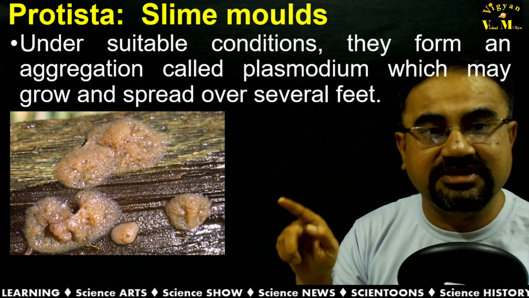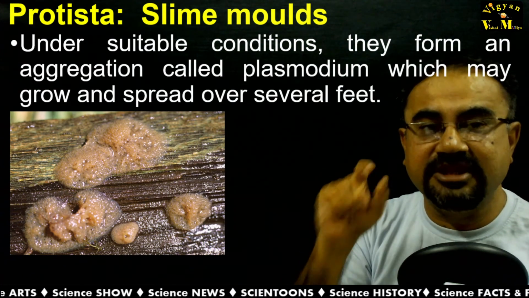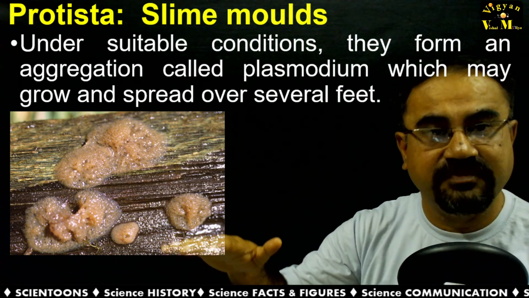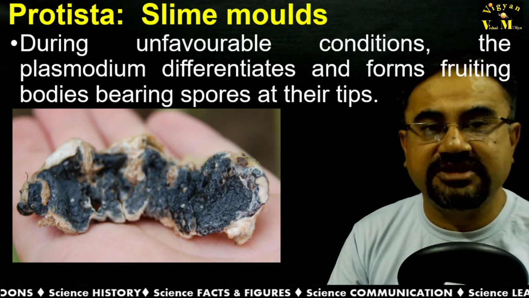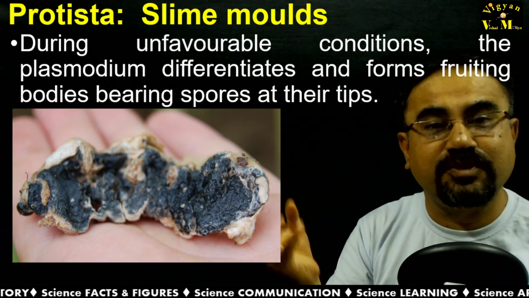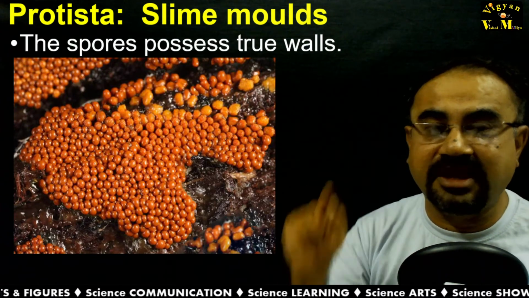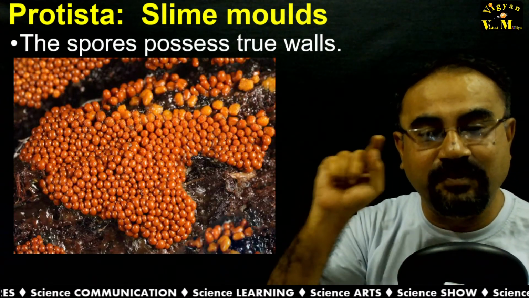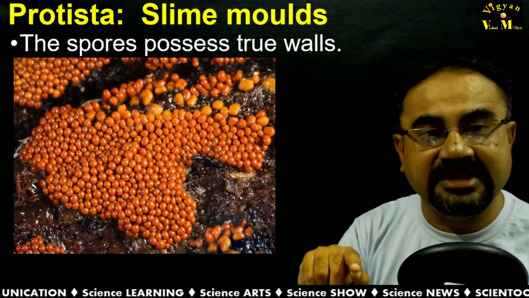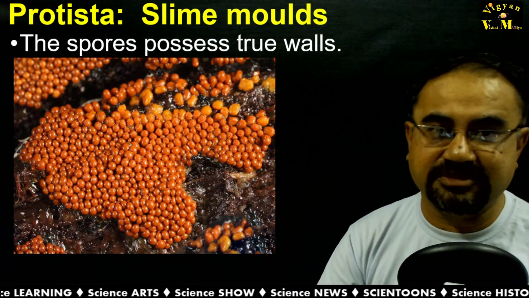This plasmodium is not the genus, but this plasmodium is the form, and this plasmodium may grow and spread over several feet. Under unfavorable conditions, this plasmodium differentiates and forms a fruiting body, and this fruiting body has spores at its tips, and these spores have a true wall. Because of the presence of wall in the spores, we can say they are a link between fungi and the previous one.